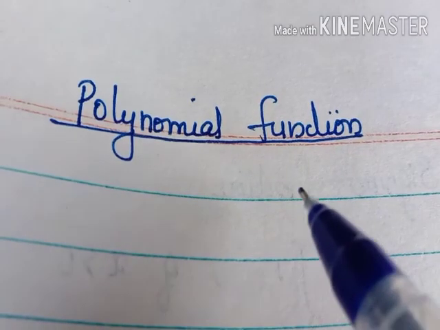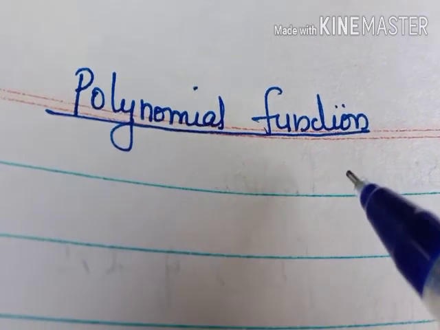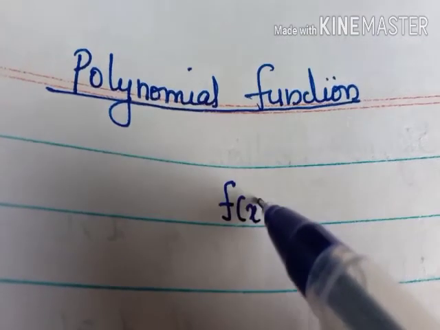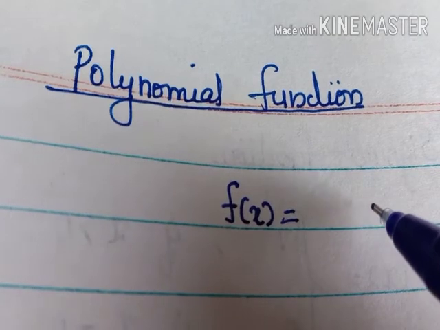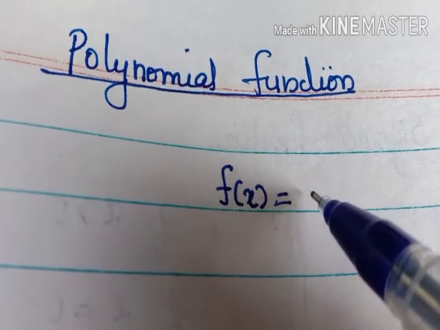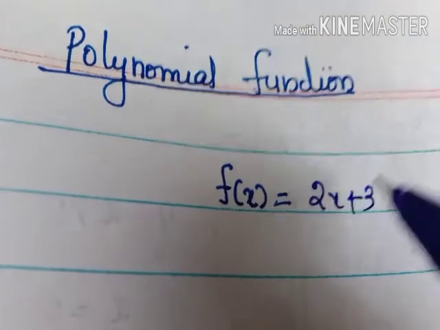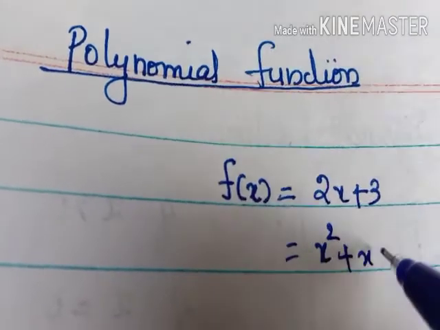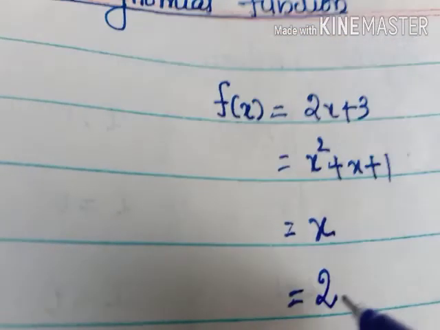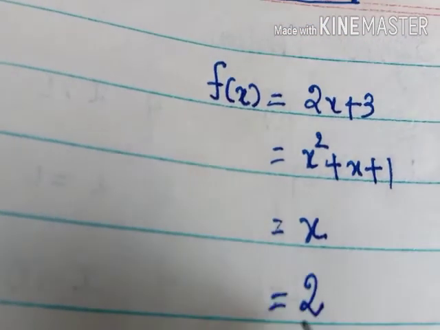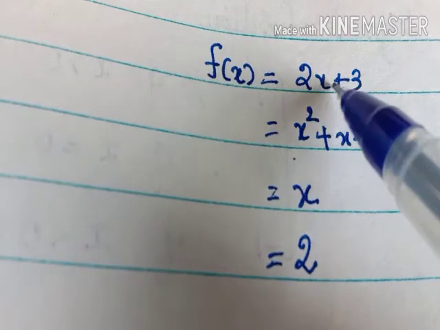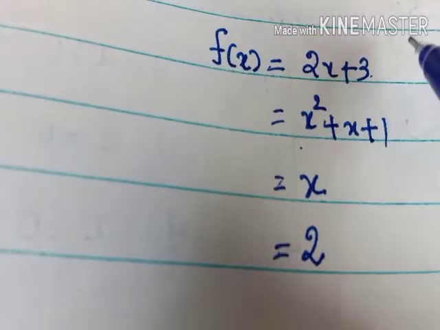Polynomial function. For a polynomial function, there is no special definition. We know polynomial. What is a polynomial? A polynomial is an expression in variables with non-negative integer exponents. For example, 2x + 3 is a polynomial. x² + x + 1 is a polynomial. Then x is a polynomial. 2 is a polynomial, a constant polynomial. A polynomial means there is a variable with real coefficients.